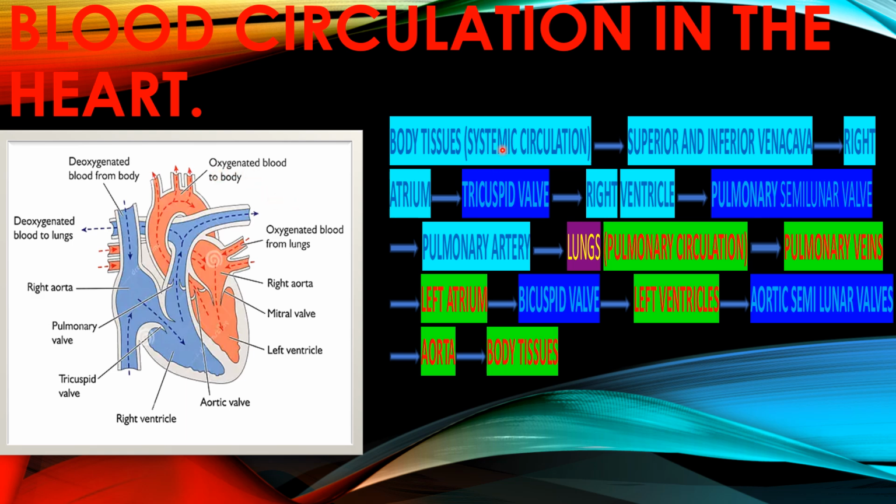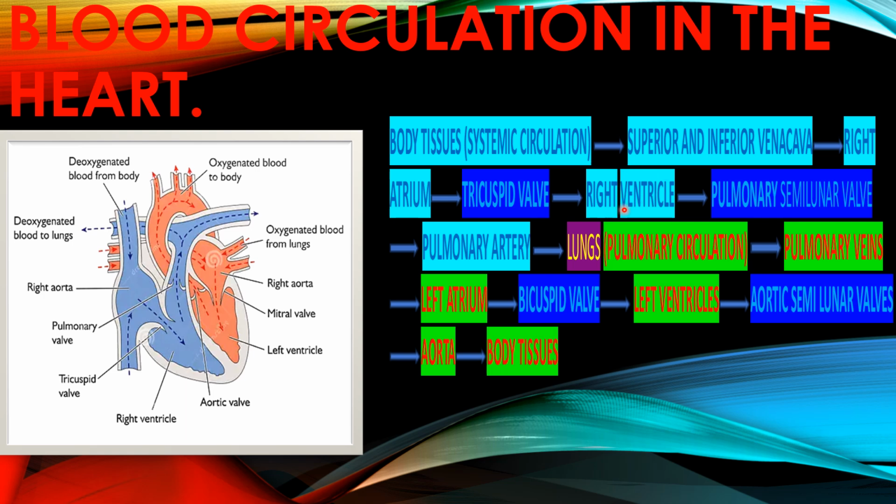So this is just a flowchart of that blood circulation. That is the systemic circulation: the deoxygenated blood from the respiring tissues will flow to the heart through the superior and inferior vena cava, as we have discussed. Then from this point, it will flow to the right atrium, and through the tricuspid valve to the right ventricle.